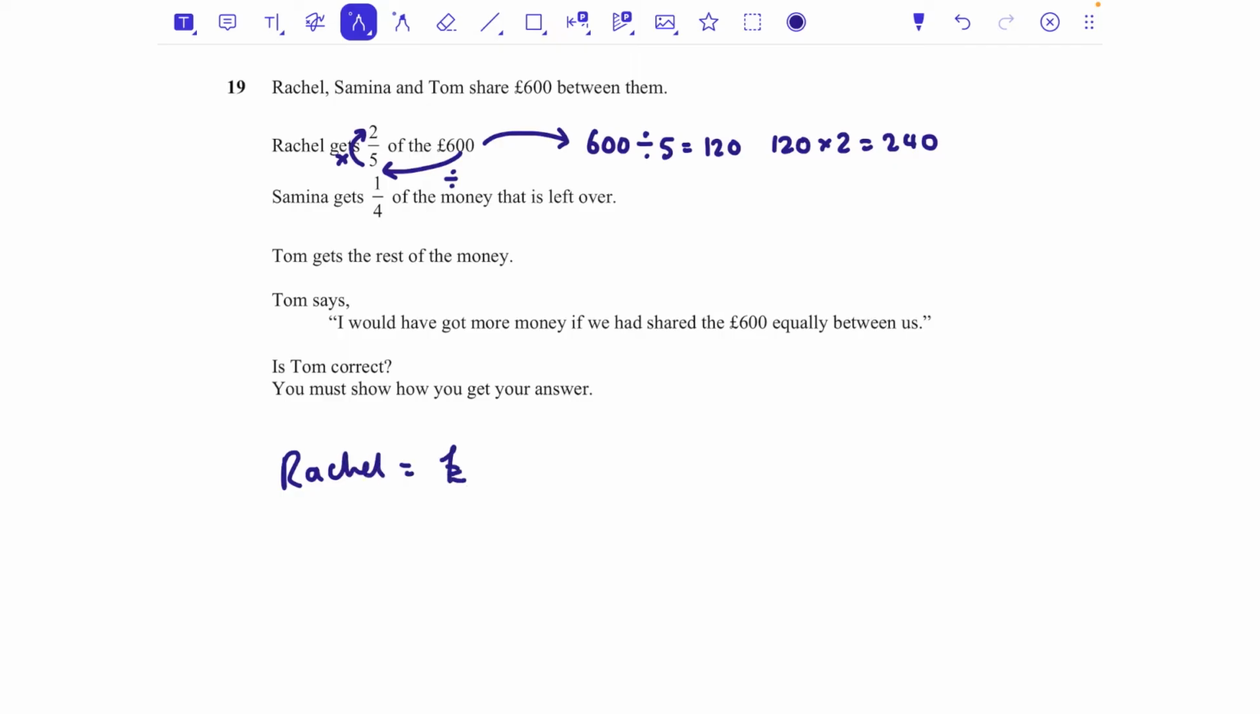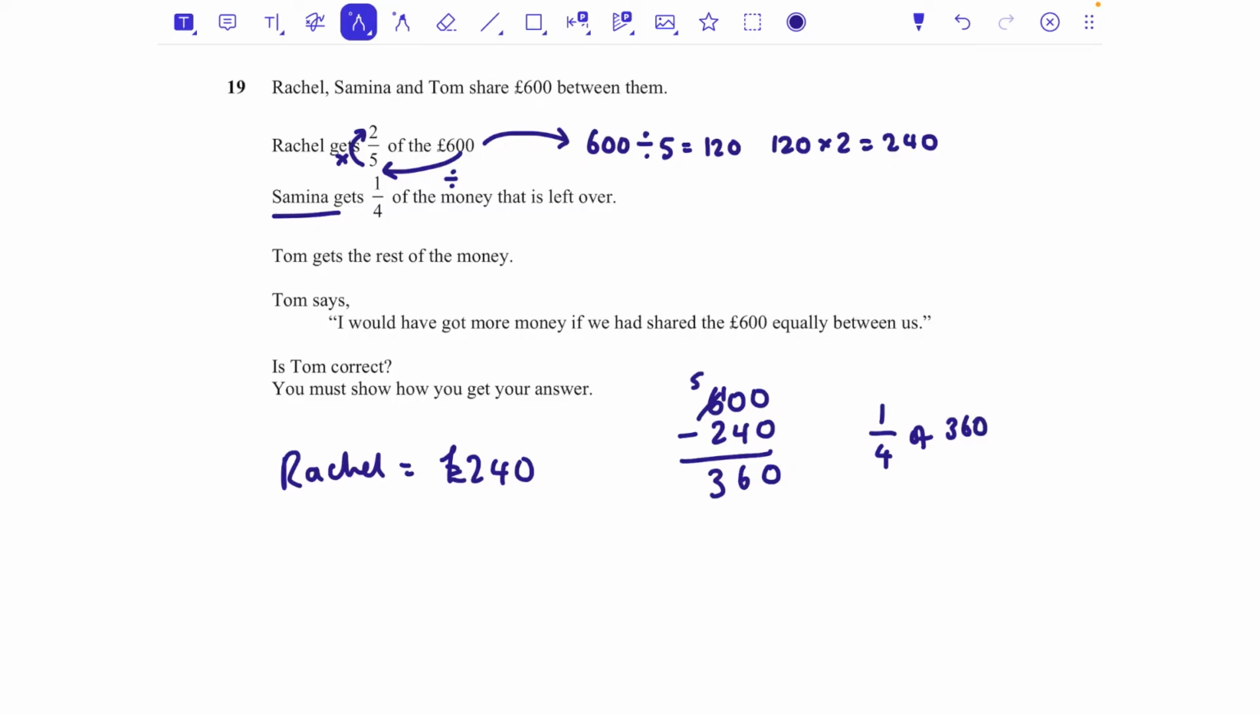Rachel, 240. Samina gets a quarter of the money that is left over, not a quarter of the money altogether, a quarter of the money that's left over. So we need to take Rachel's money off. 600, take away 240. Again, if there's more on the floor, we borrow from next door. So 10 take 4 is 6 and 5 take 2 is 3. So there's £360 left. Samina gets a quarter of that. What is a quarter of 360?